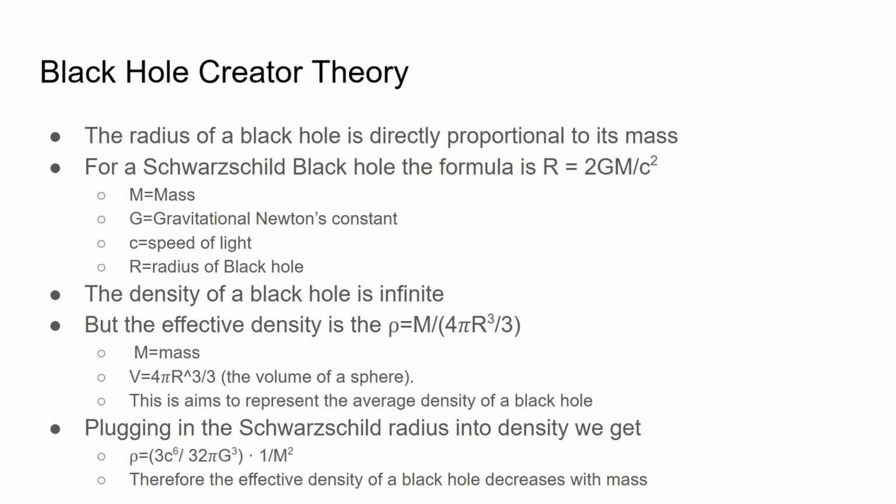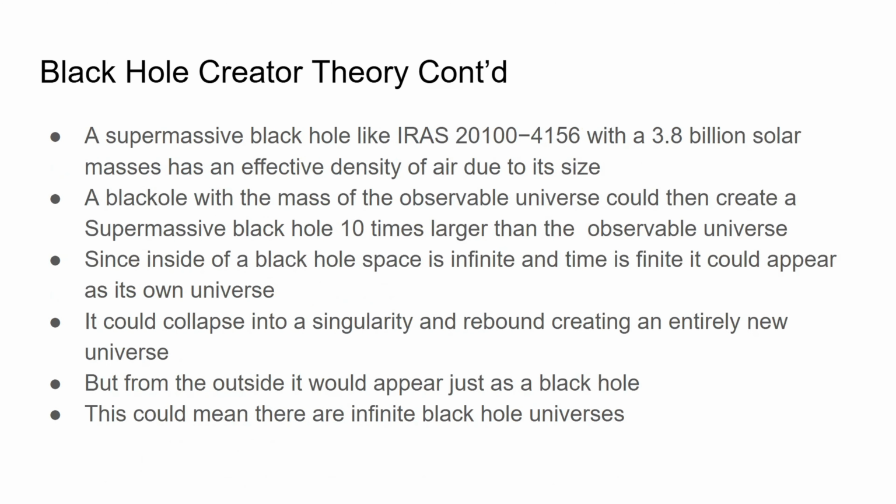Now, this is really interesting because TON 618, the largest known black hole that we have seen, would have roughly the same effective density as air. And a black hole with all of the mass of the observable universe would create a supermassive black hole 10 times larger than the observable universe. Because of this idea, it's an off the wall theory, but it could be possible that we are actually inside of a black hole.